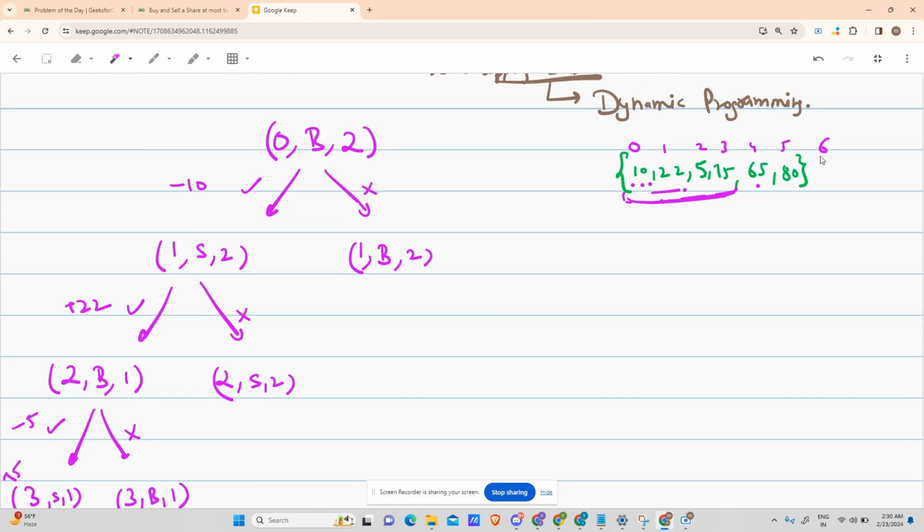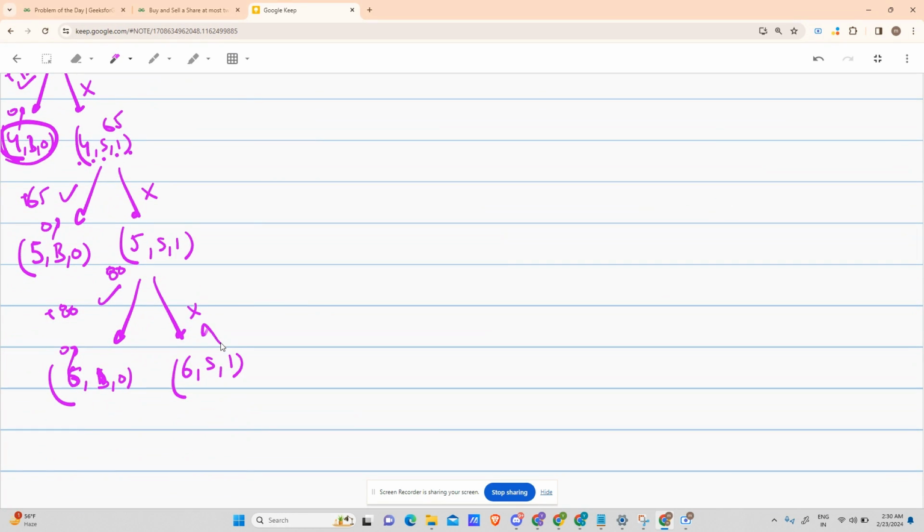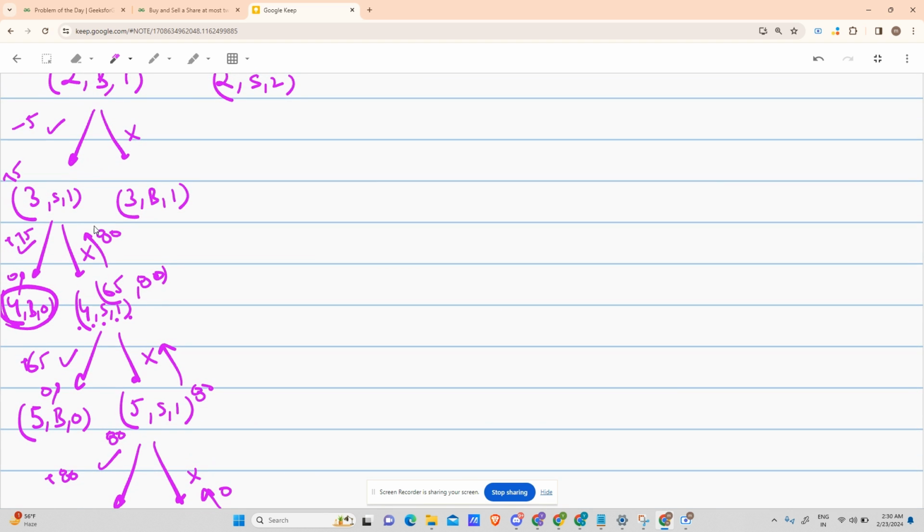6 index is not present. It is out of bounds. That means you cannot sell. That means it will also return 0. No transaction possible right now. So it is returning 80, it is returning 0, which is maximum 80. So it will be returning 80. Now 65 is the left, 80 is the right, we have to return the maximum. So it will be returning 80. 75 and 80, which is the maximum 80. So it will be returning 80.